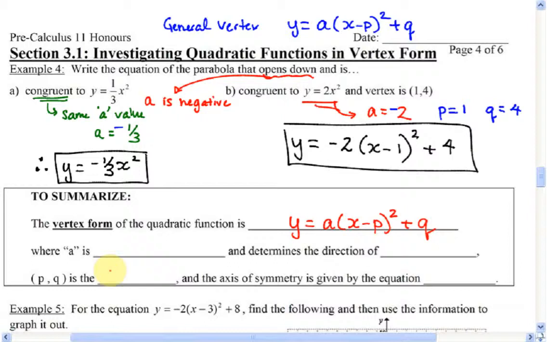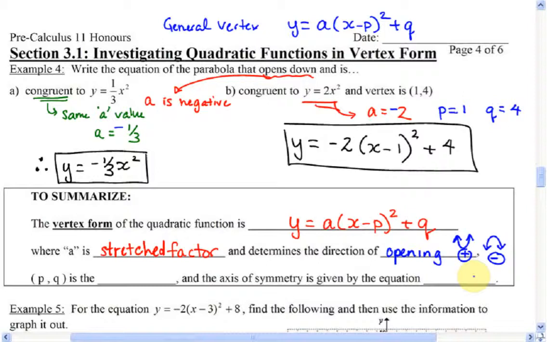Well, a is what we call the stretch factor. It determines if it's stretched or flattened out. And what else does the a value determine? Oh, stretched. That's why I don't teach English. Is that better? Okay. And what else does the a tell you then? It determines the direction of the opening. If a is positive, which way does it open? Yeah, so I'll draw pictures here for you. This is if a is positive, and then if a is negative, it opens downward. Good.